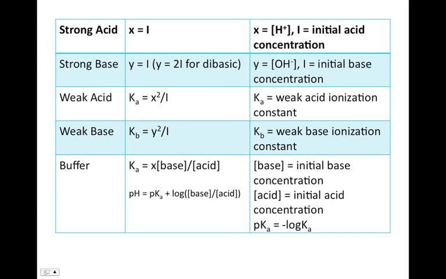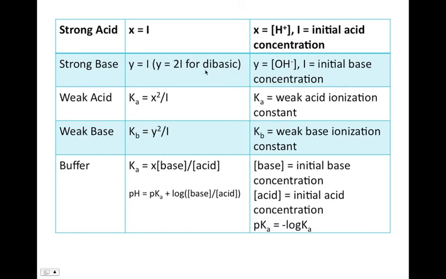So this is kind of a summary of everything that we have been doing with acids and bases and equilibrium, Kas, Kbs, and then now buffers. So this is literally just a reiteration of all of it. So for the strong acid, x, remember x is equal to the hydrogen ion concentration, is equal to I, where I is just whatever the initial acid concentration is. And the reason that this works is because strong acids completely ionize. And so whatever the concentration is of the strong acid, that's going to be the concentration of your hydrogen ions. Same with strong bases. Whatever the concentration of your base is going to be, that's going to be the same as the concentration of your hydroxide ion.